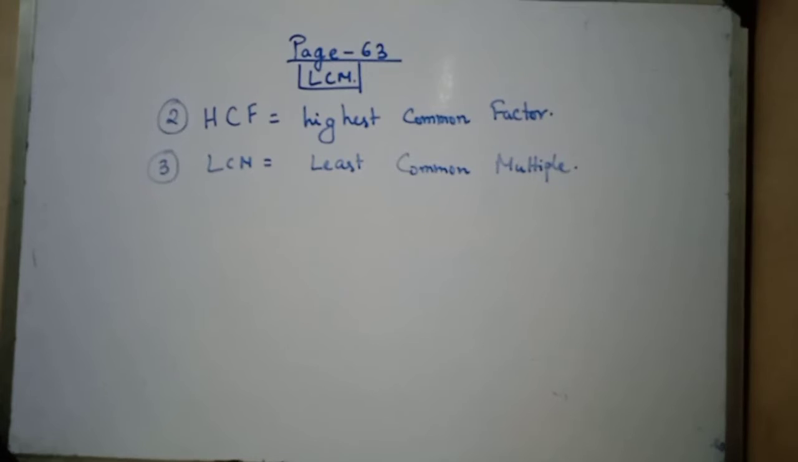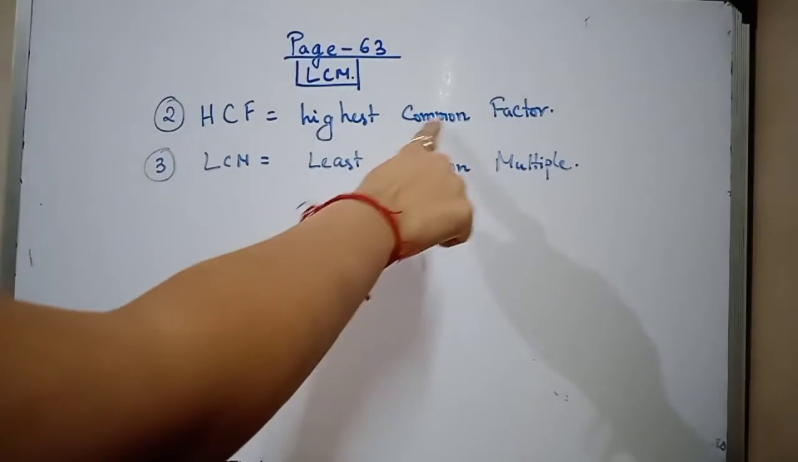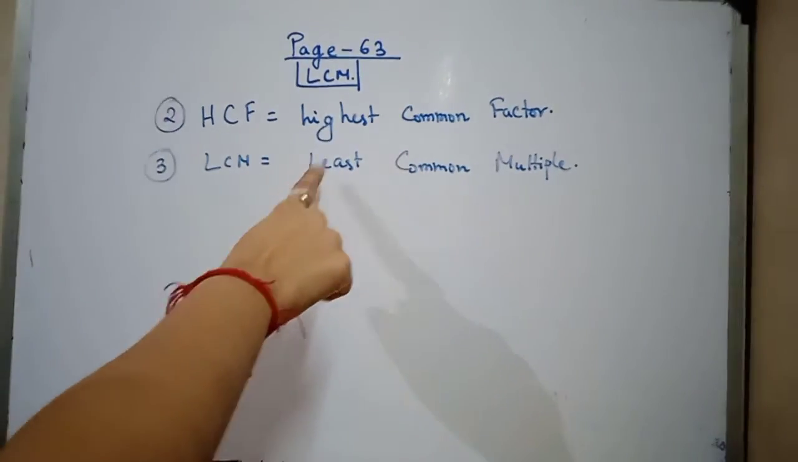So the next questions are number 2 and 3, where we get HCF and LCM. The full form of HCF and LCM: HCF is the highest common factor and LCM is the least common multiple, okay.